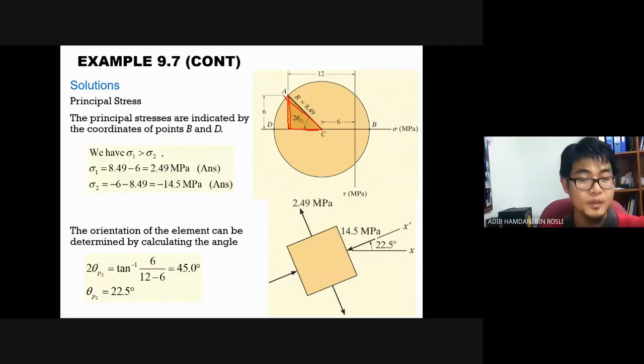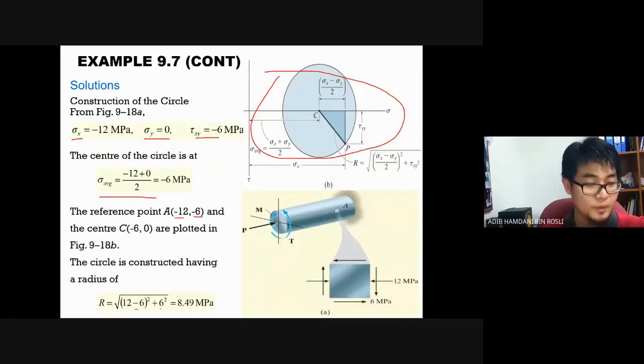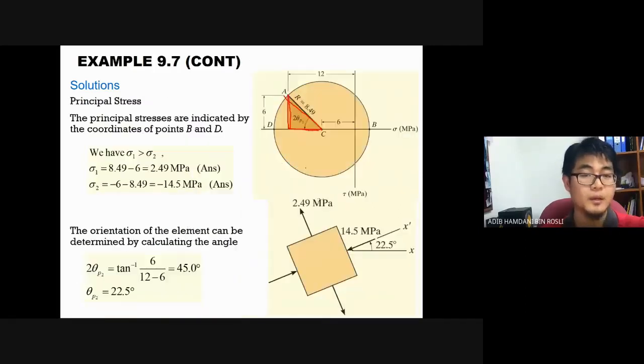What about this one? This one is 12 minus 6, isn't it? 12 minus 6 is 6. So in this case, the radius is the square root of 6 squared plus 6 squared, which is 8.49 megapascal, right? And then to find the principal stress, now you draw the Mohr circle.